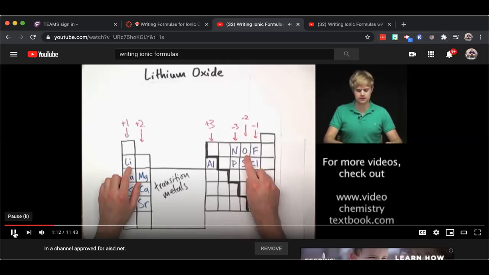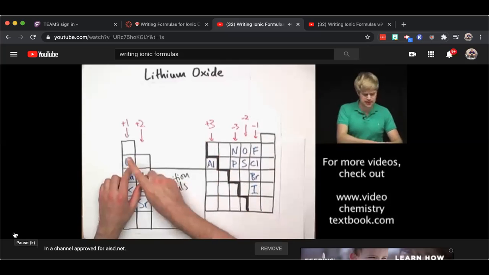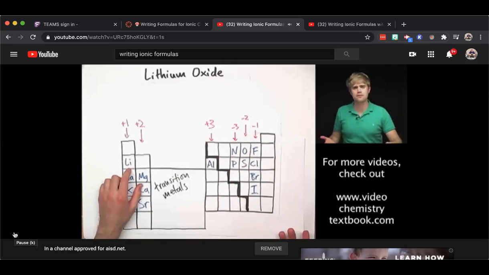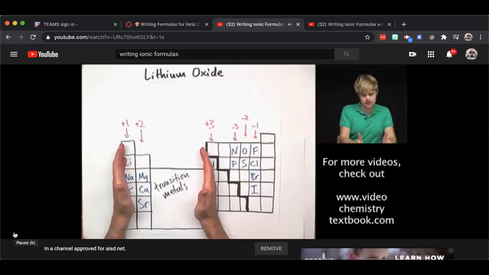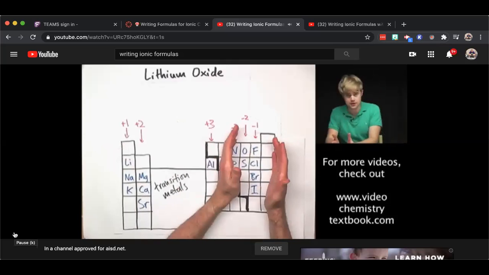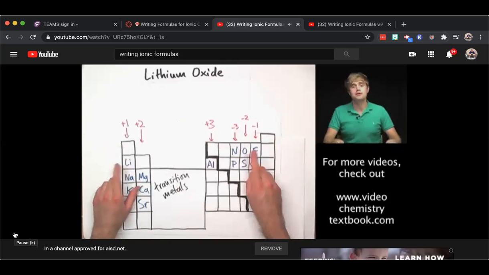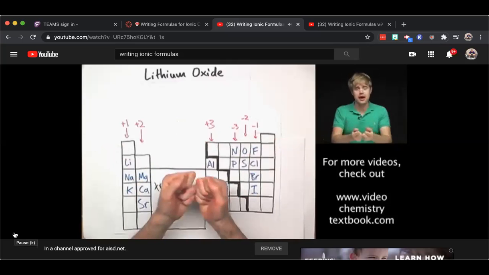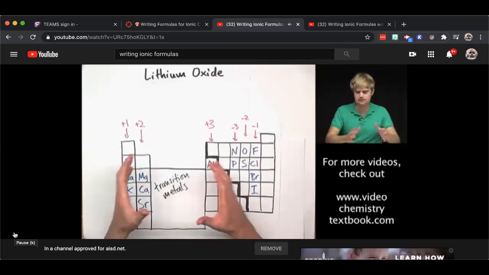Oxygen is over here. They're on opposite sides of the periodic table. Check this out, too. There's this big, thick staircase that separates lithium from oxygen. What's the staircase doing? Well, if you remember, the staircase separates the metals on this side of the periodic table from the nonmetals on this side. So lithium's a metal and oxygen's a nonmetal. This is important because we have a metal and a nonmetal connected together, and that means that we're dealing with an ionic compound. Ionic compounds are always metals and nonmetals.